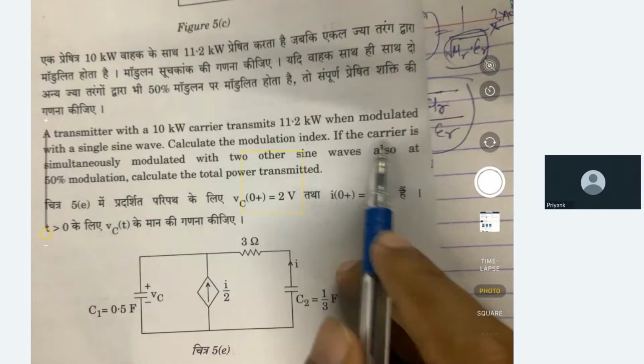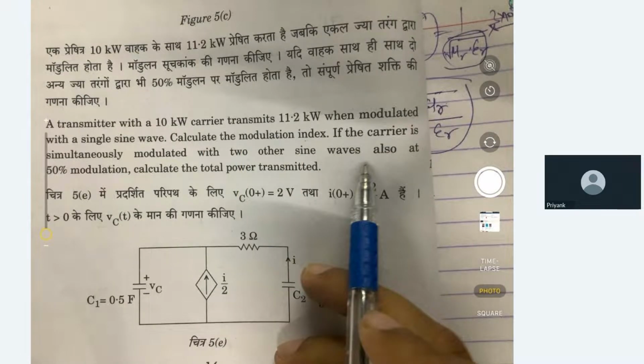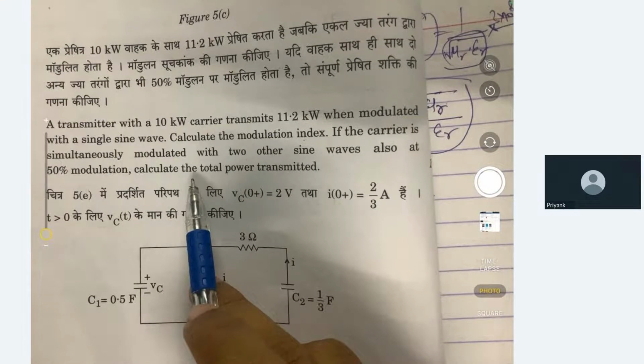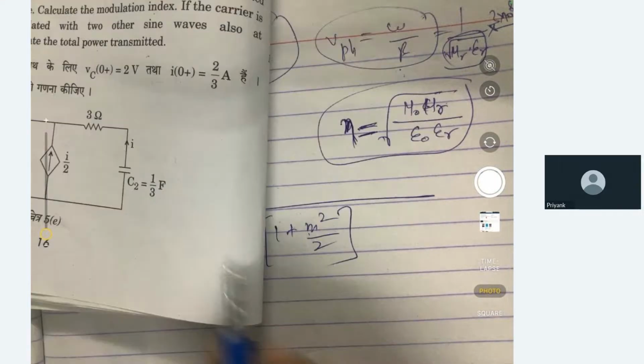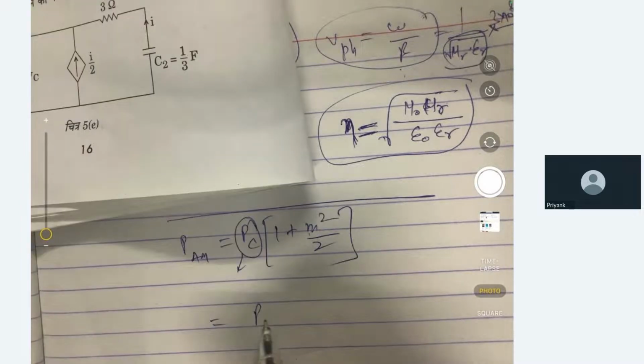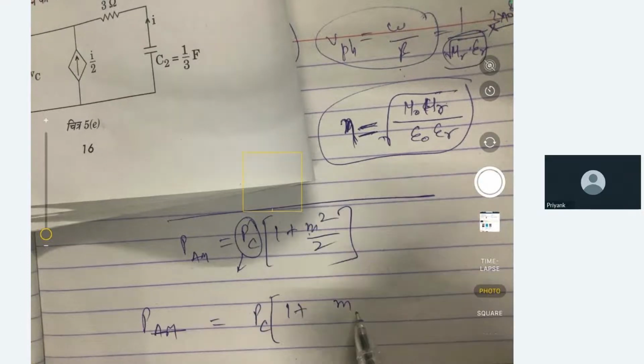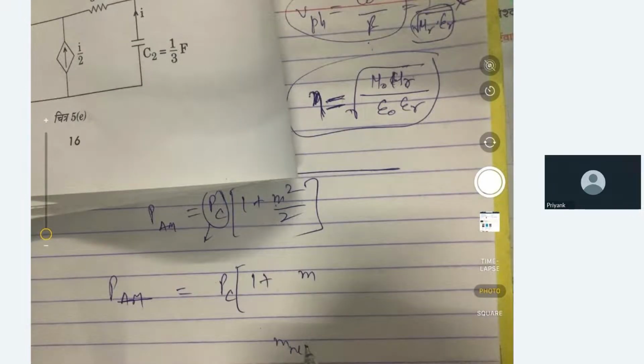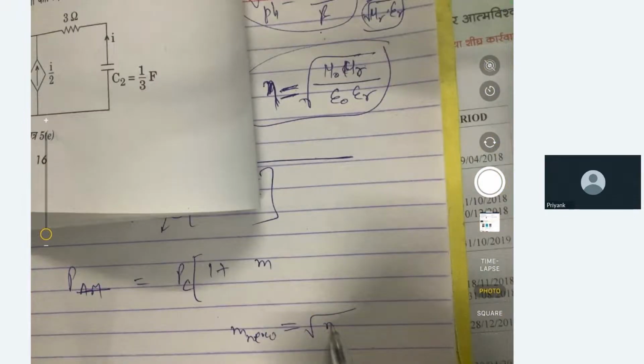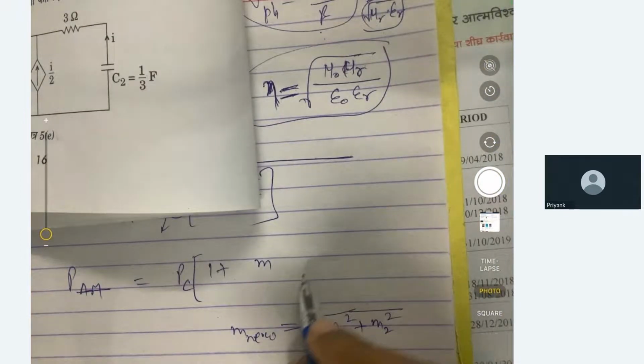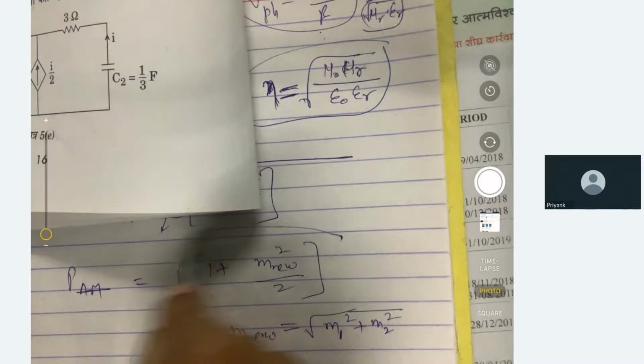The second part is: if the carrier is simultaneously modulated with two other sine waves, also at 50% modulation, calculate the total power transmitted. In this case, we will require to find the new modulation index. The total power will be PC into 1 plus M new square divided by 2, where M new is equal to the root of M1 square plus M2 square. Is it okay?